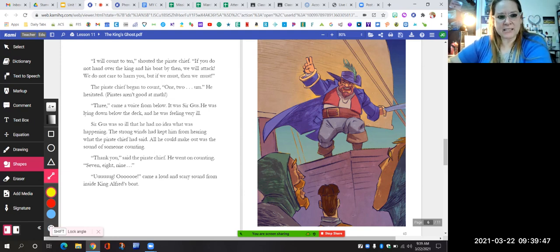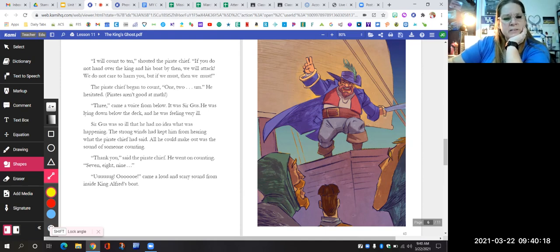It was Sir Gus. He was lying down below the deck. He was feeling very ill. Sir Gus was so ill that he had no idea what was happening. The strong winds had kept him from hearing what the pirate chief had said. All he could make out was the sound of someone counting. "Thank you," said the pirate chief. He went on counting. "7, 8, 9."